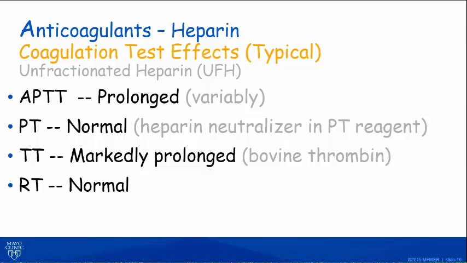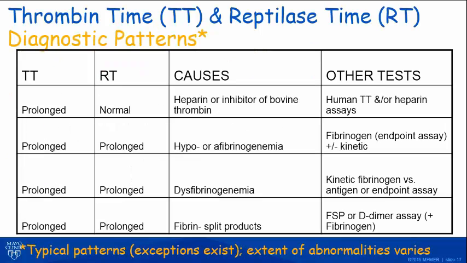Heparin, the typical test you're well familiar with, it prolongs the PTT variably. The pro time's normal because it has a heparin neutralizer in it. The thrombin time is markedly prolonged, especially if done with bovine thrombin. And in the laboratory, we use the thrombin time primarily to identify or exclude suspicion of heparinized samples.